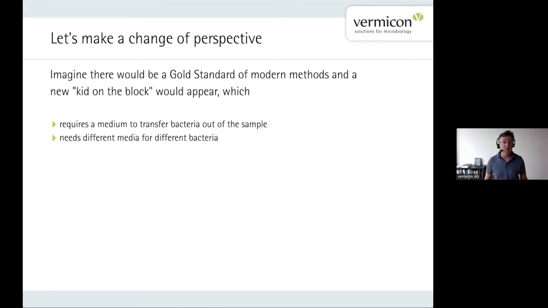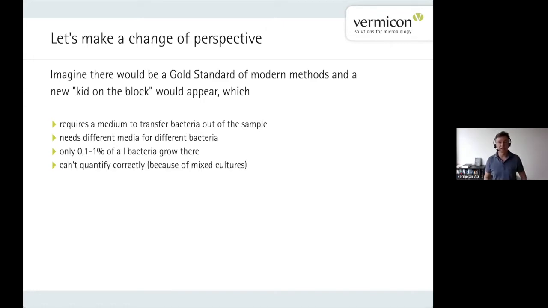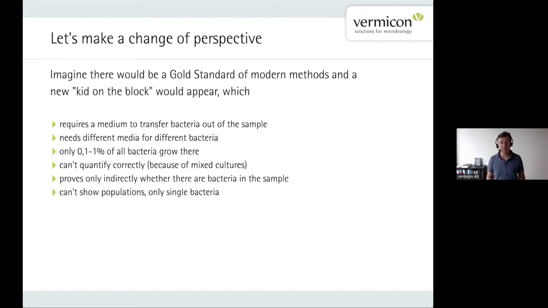And it's so cool because it needs different media for different bacteria. It's absolutely great because, don't look at this so close, only 1.0 to 1% of all bacteria grow there. Yes, it's really so. Up to 99.9% of all bacteria cannot be cultivated with artificial media because the population is too complex. It can't quantify correctly because of mixed cultures, and it proves only indirectly whether there are bacteria in the sample or not. It can't show populations or single bacteria, and it can't show associations between bacteria.